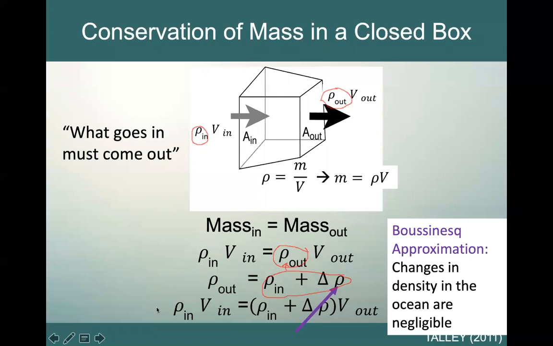So now what we have is rho in, V in equals rho in, V out. Now I can just divide through by rho in. If I divide through by rho in, that means that there is no longer rho in on either side of the equation, and all I'm left with is V in equals V out.